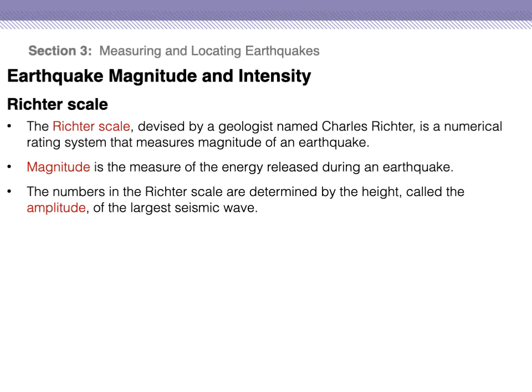Measuring and locating earthquakes. The Richter scale, devised by a geologist named Charles Richter, is a numeric rating system that measures the magnitude of an earthquake. Magnitude is the measure of the energy released during an earthquake. The numbers on the Richter scale are determined by the height, called the amplitude, of the largest seismic wave.